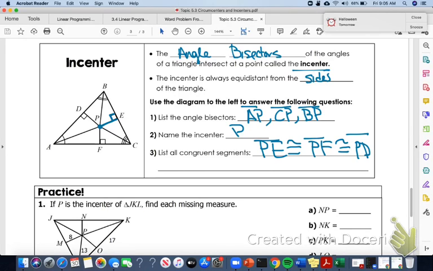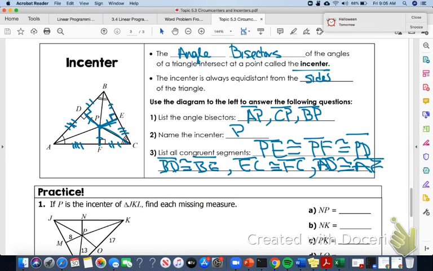So since we have some congruent triangles here, we have angle, side, for triangle BEP, and angle side for triangle BDP. So we know that BD is also congruent to BE. And then again, we have another set of congruent triangles here and here. So we know that EC is congruent to FC. And then we have a third set of congruent triangles here and here. So we know AD is congruent to AF. Okay. So we have a lot of different congruent segments.